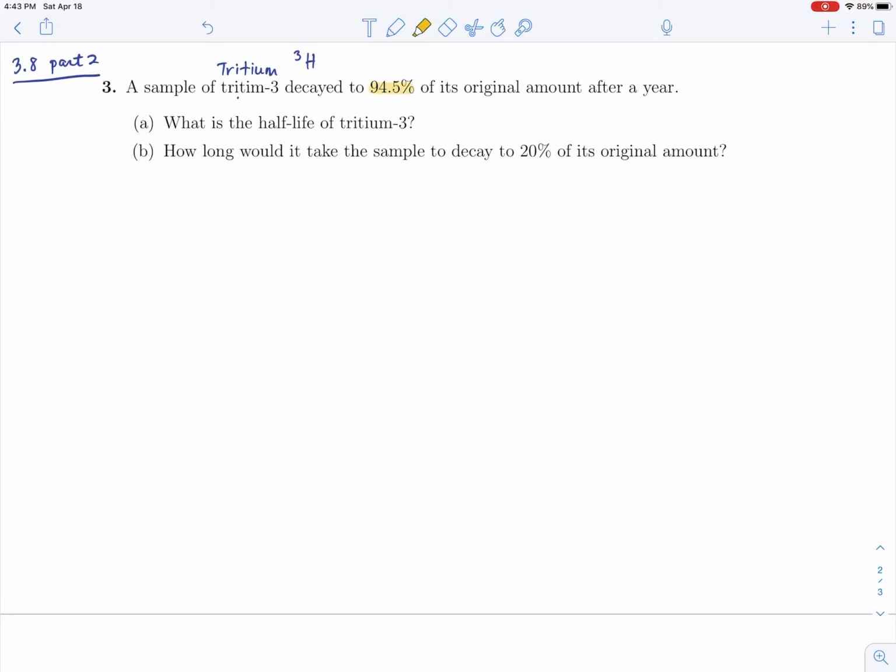So what this is telling us is how we're going to find k. We know that decay follows our model, so we're going to have y equals y naught e to the kt. And this 94.5 means that y equals 0.945 times y naught when t is 1 year.